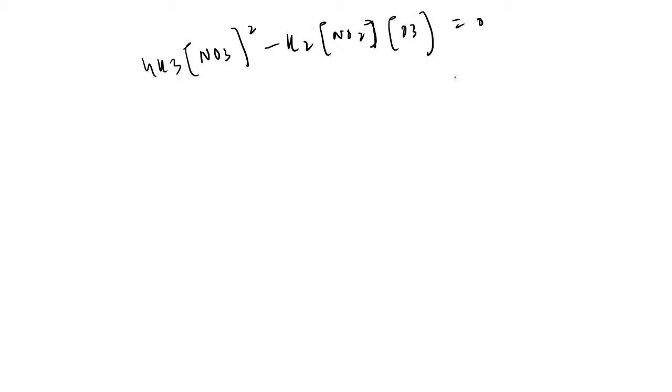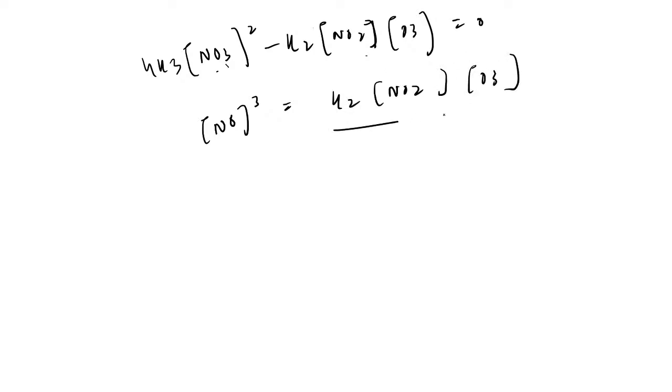So this is nothing but 4k3 NO3 whole square minus k2 NO2 O3. Now we are equating this value to 0. Now you can see that NO3 and NO2, we can actually calculate the value of NO3. So NO3 would be k2 NO2 O3 divided by 4k3, and this is a whole square.